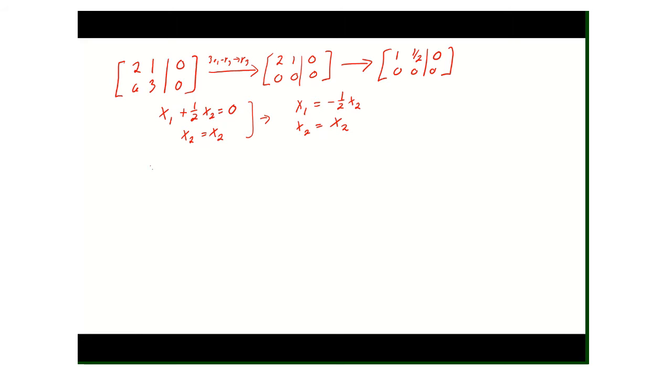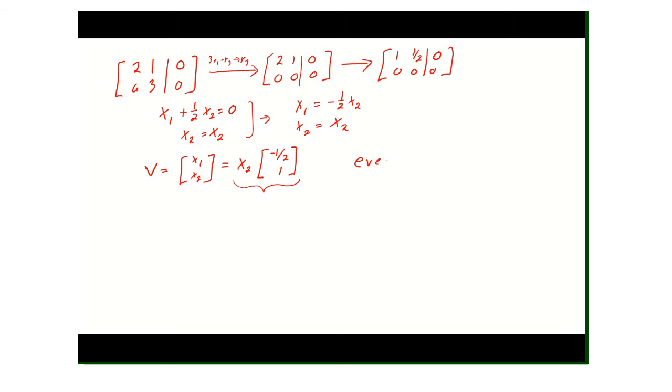So what do we have now? X, which is x1 and x2. Oh, sorry, I call it v. So v equals x1 and x2. This is equal to x2 times negative 1/2 and 1 when we write it out in vector form or in general form. So this gives us our eigenvector. Notice that any vector that satisfies this is our eigenvector.